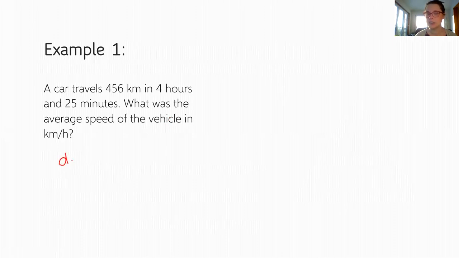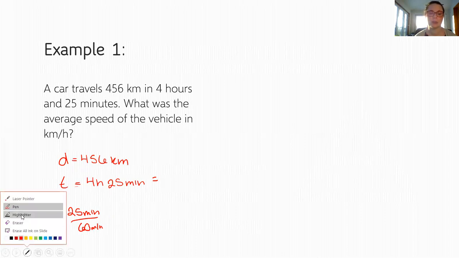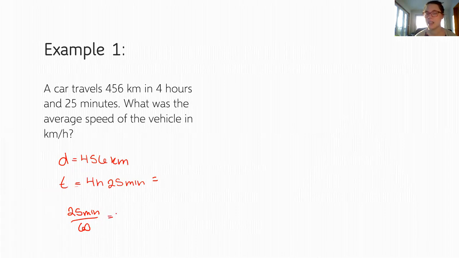So I know my distance is equal to 456. I know my time is 4 hours and 25 minutes. I need that all in hours. So how do I get it all in hours? Well, 25 minutes is close to half an hour. So I take 25 minutes and I divide it by 60 minutes per hour. Divide it by 60 and we get 0.42 hours. It's close to half, so that makes sense logically.